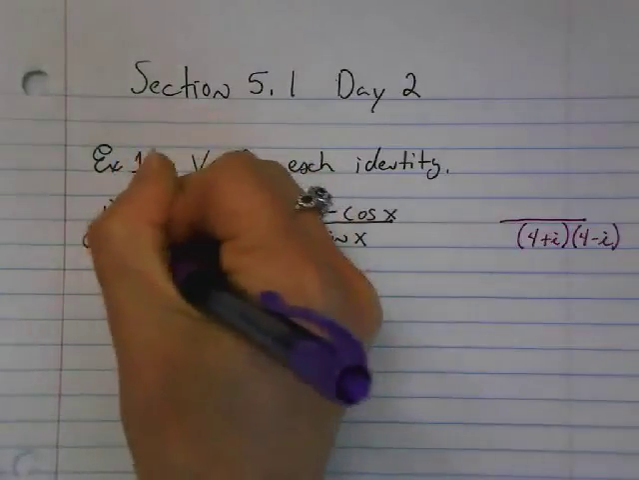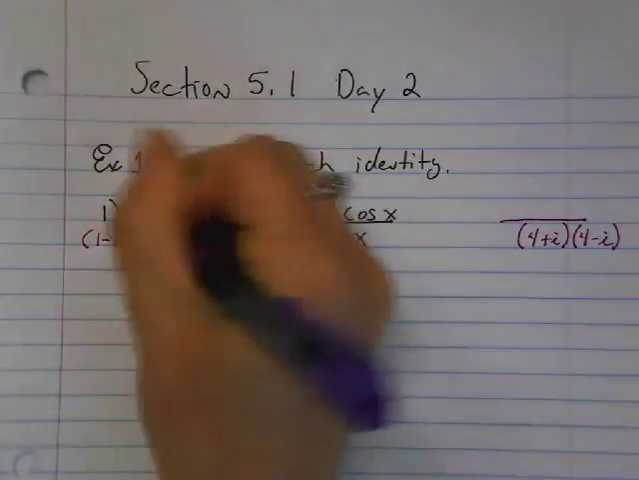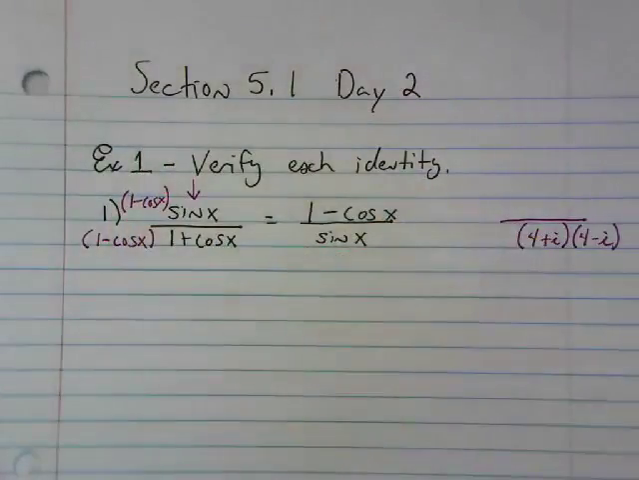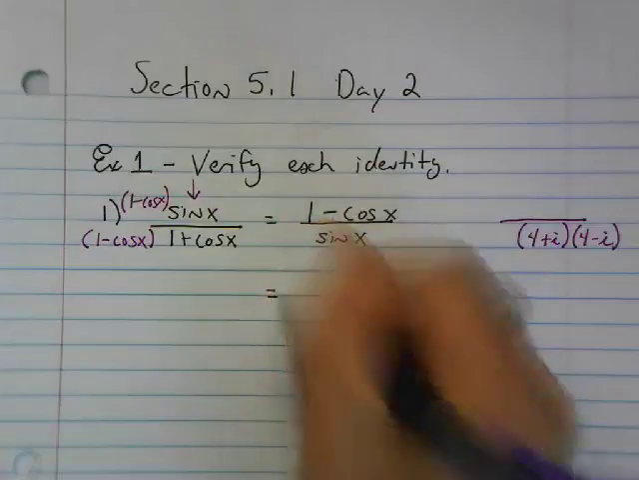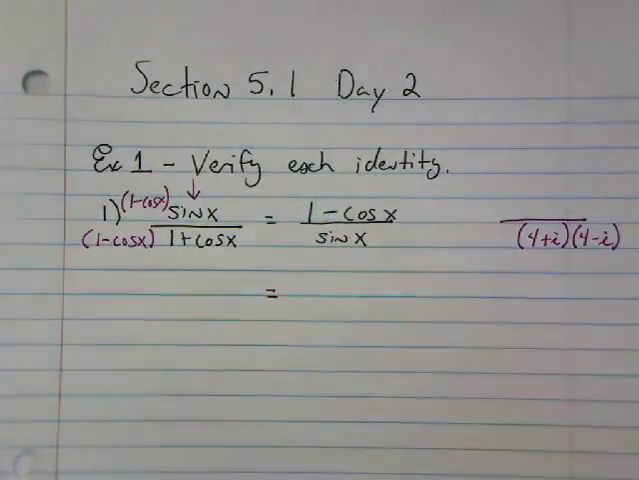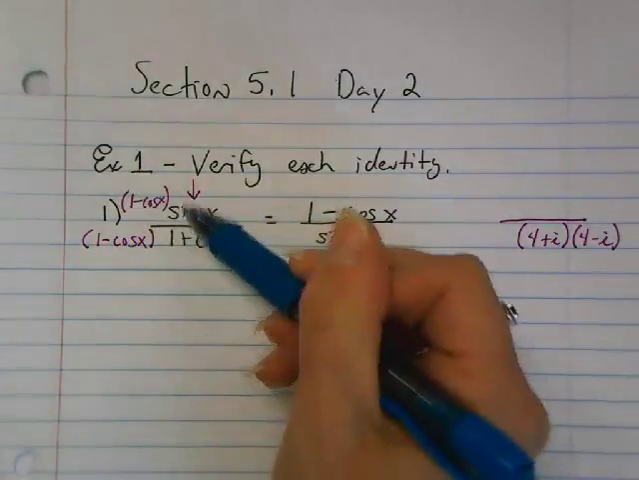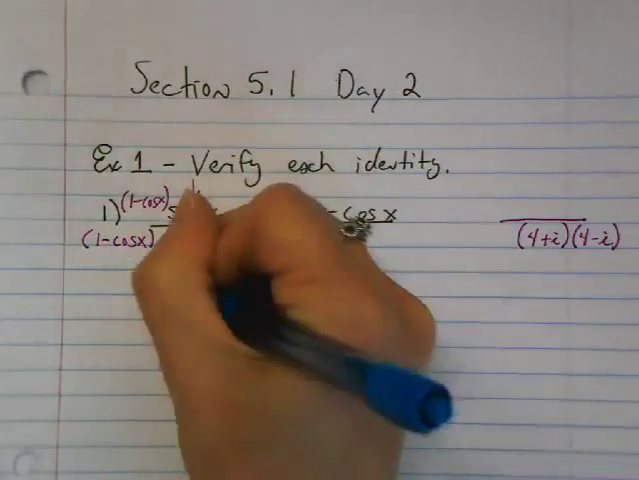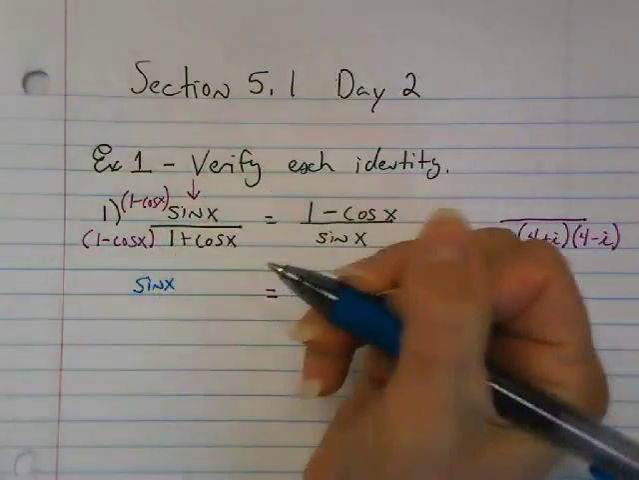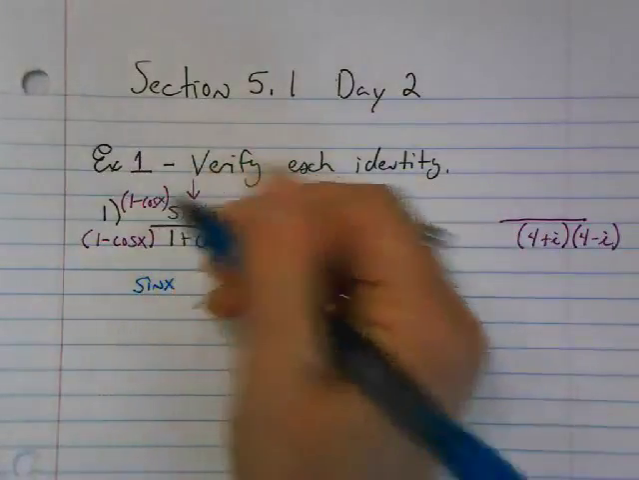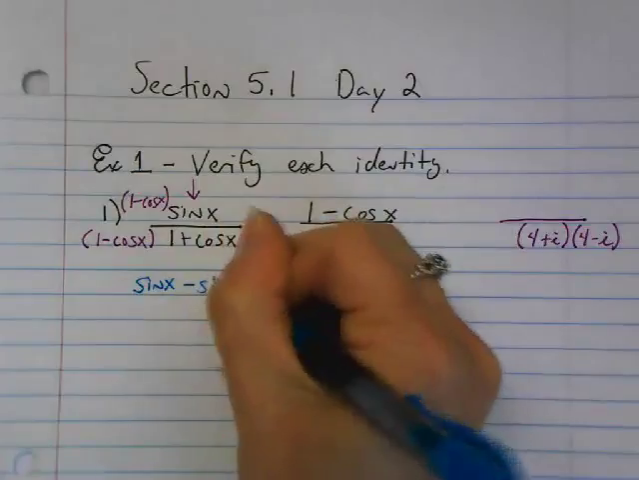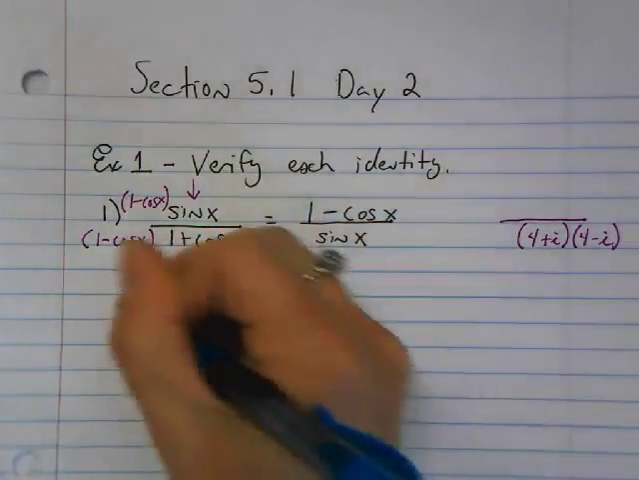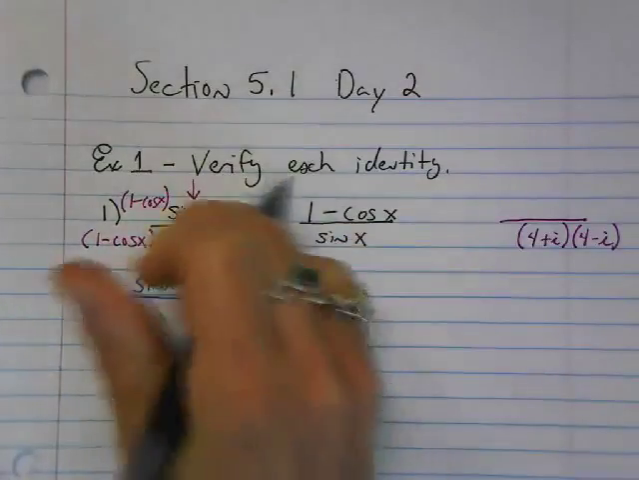So let's do 1 minus the cosine of x, and let's see if that gets us anywhere. Maybe it will, maybe it won't. The numerator is fairly easy. I'm going to distribute the sine. So sine of x times 1 is sine x. Sine x times cosine x is sine x cosine x. Now, my denominator is going to be a little bit worse.